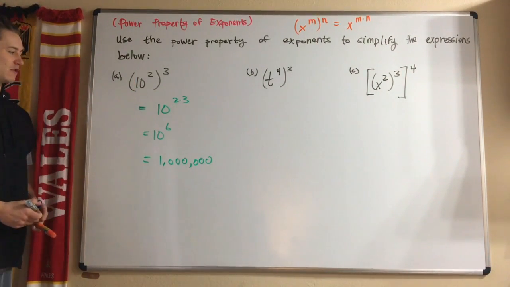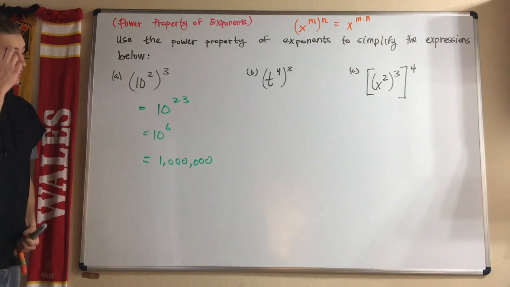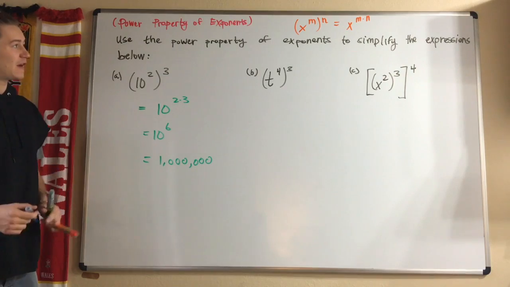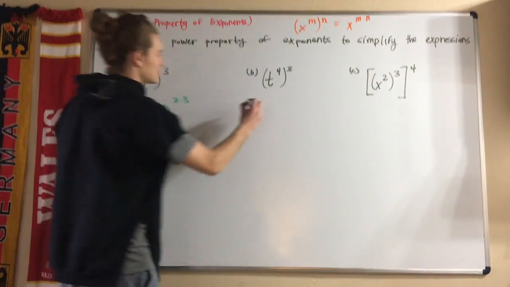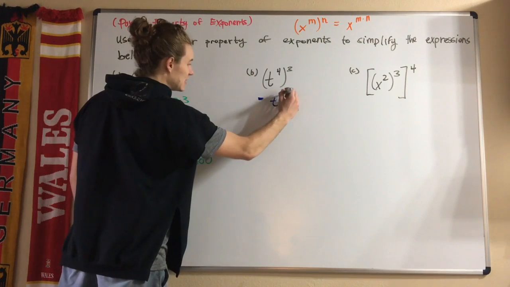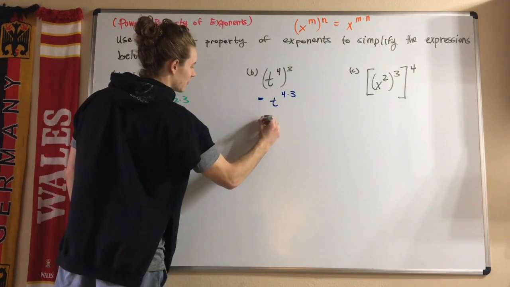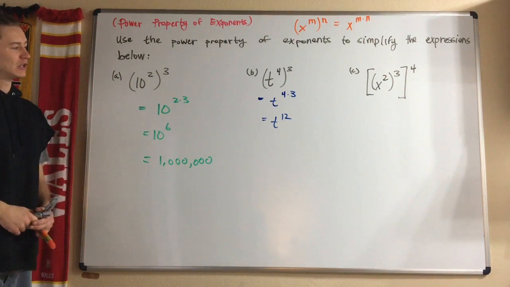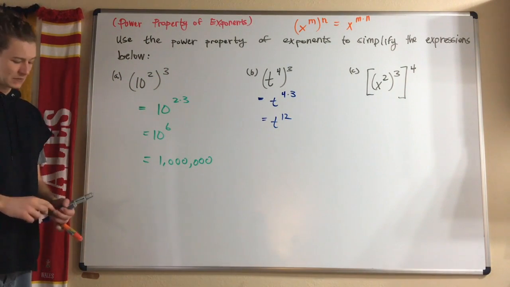And let's go on to B. So B here we have the third power of t to the 4th. How can we simplify that? Again, using the power property of exponents, we simply need to multiply 4 and 3. So we have t to the 4 times 3, or t to the 12th power. That'll be our answer there.